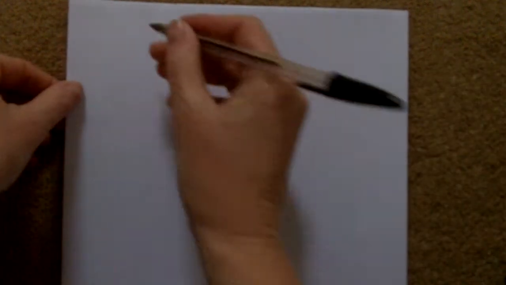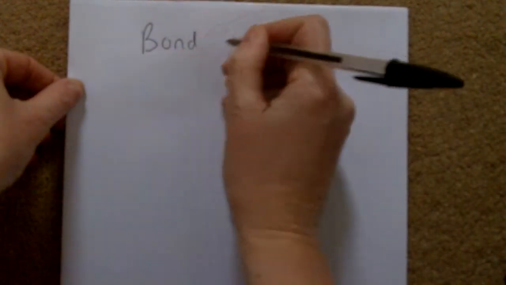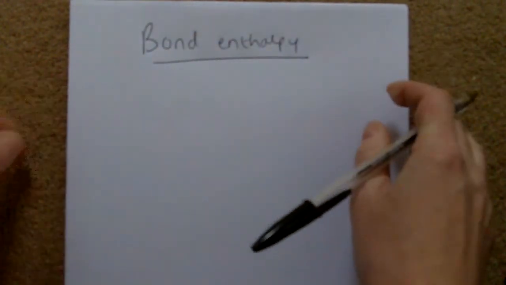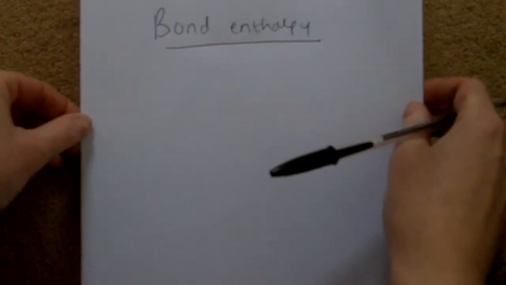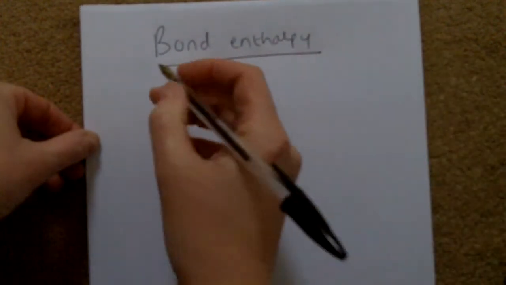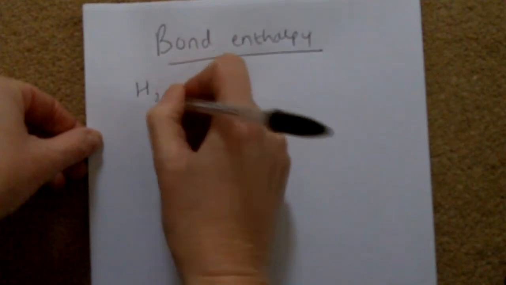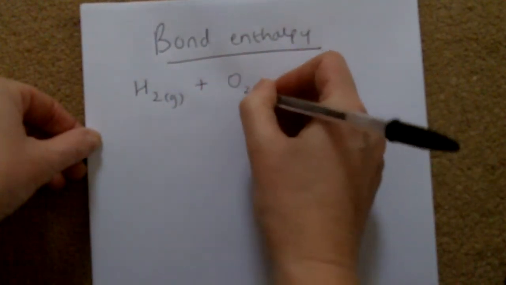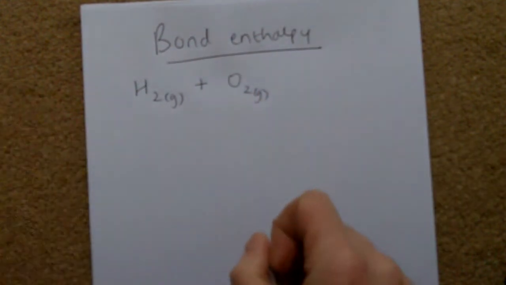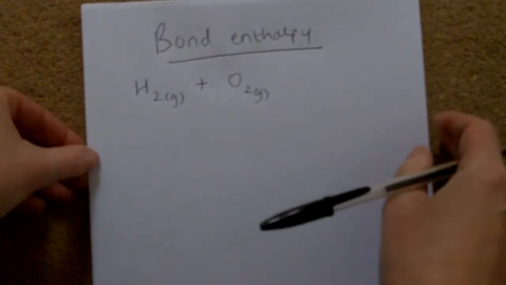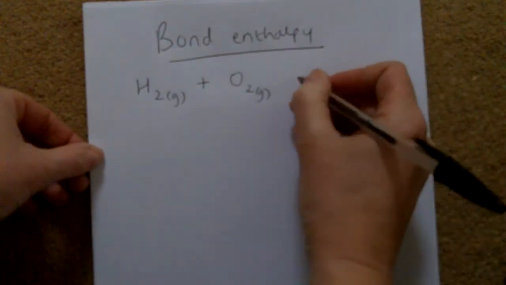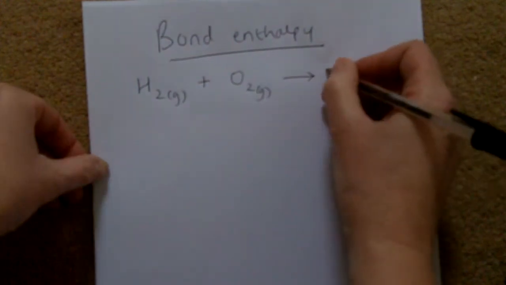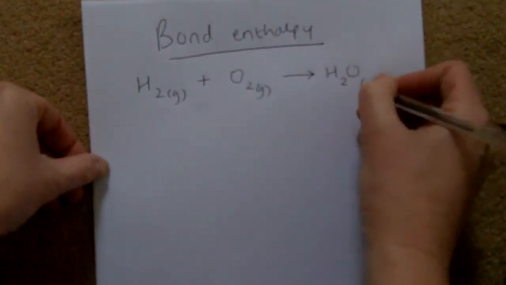Okay, so bond enthalpy. If we take this very simple chemical reaction, if we take some hydrogen gas and some oxygen gas, and we provide a little spark, a little bit of energy, a light to get the reaction started, then it makes a very loud bang, and it produces water.